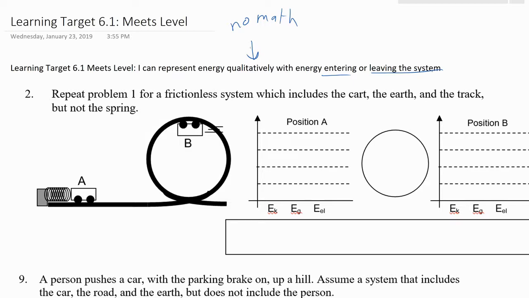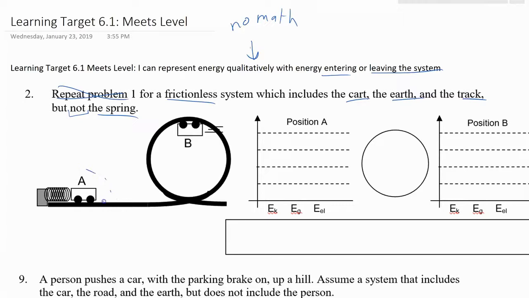So we're going to get started with what says number 2. This will be number 2 on your blue packet, but go ahead and try to do this just by writing this in your notebook to begin. It says repeat problem 1. For a frictionless system, so still no friction, but we're going to include the earth, the cart, the track, and not the spring. So go ahead and sketch this little picture in your notebook and then sketch the LOL diagram, pause it, and then once you have that done, go ahead and hit play, and I'll show you the example.